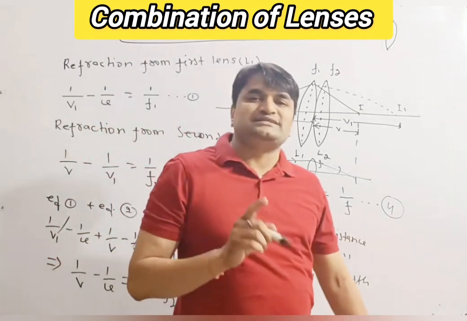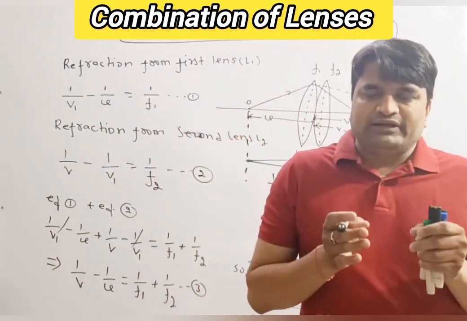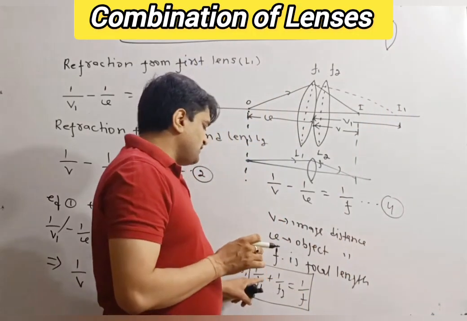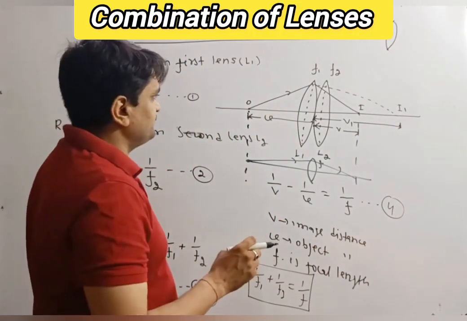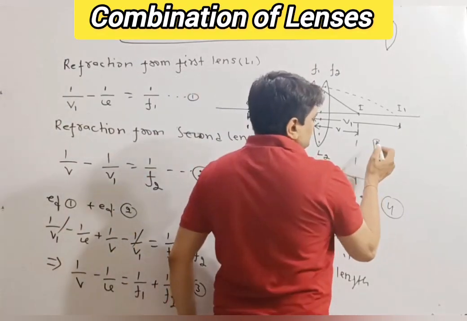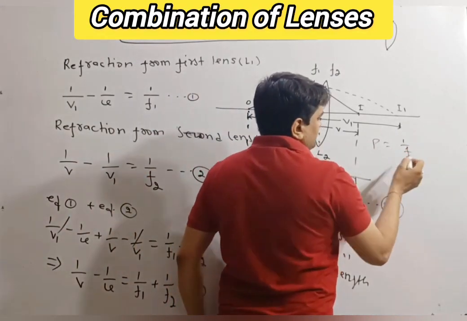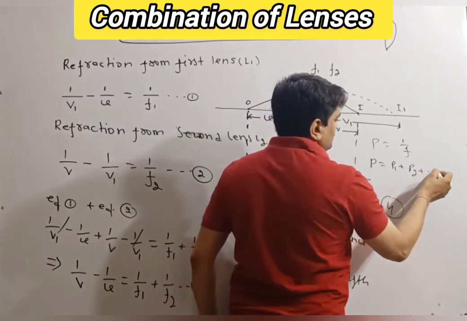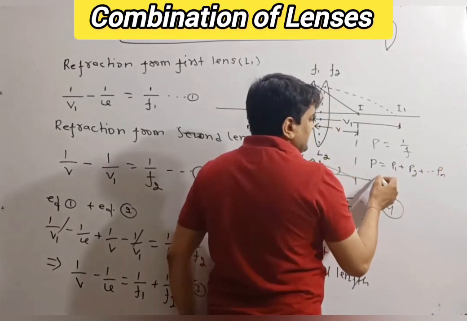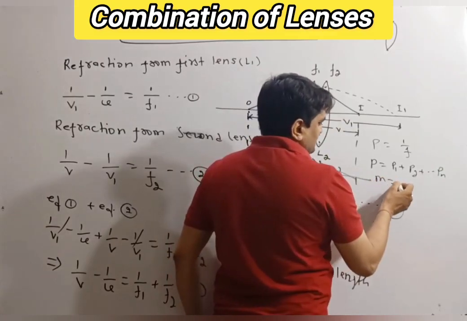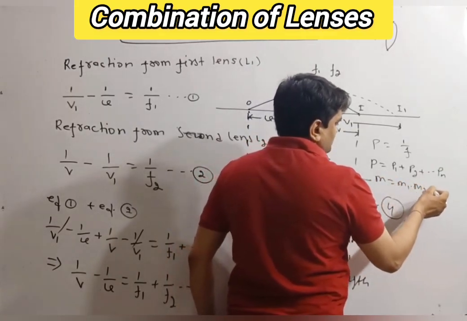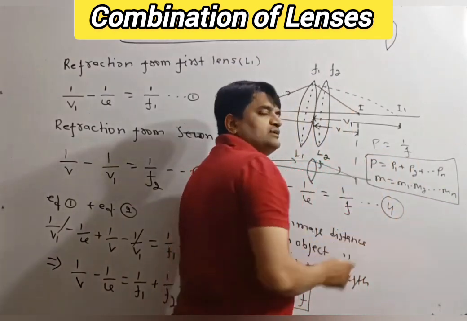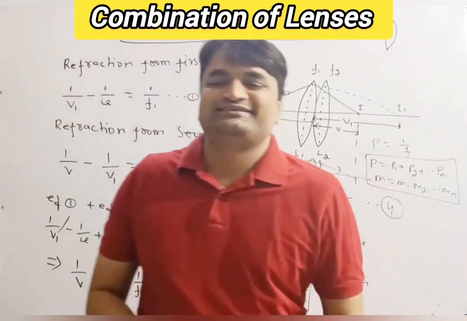That is, when two lenses are in contact, the resultant focal length is given by 1 upon F equal to 1 upon F1 plus 1 upon F2. And power is defined as 1 upon F. So the resultant power will be P1 plus P2 up to Pn, and the resultant magnification will be M1 into M2 up to Mn. This is the derivation. Okay, thank you.